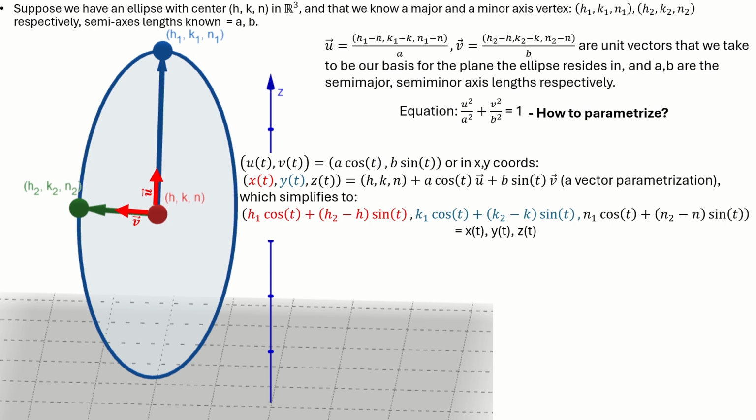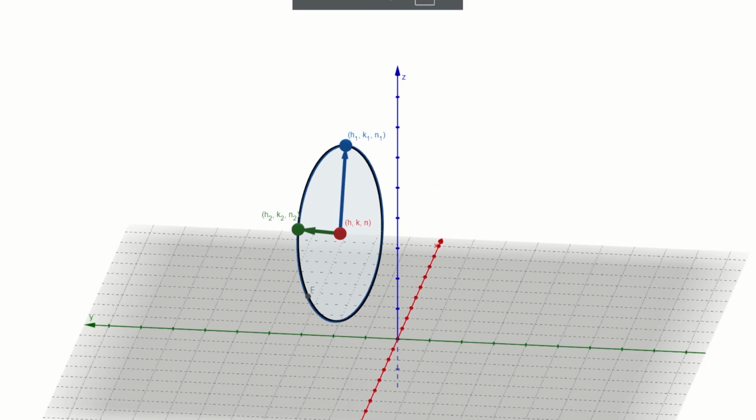Essentially, this parametrization says we want to add to the position of the center of our ellipse the time-variable linear combination of vectors U and V that produces our ellipse centered at the origin of the UV coordinate system for the plane that the ellipse resides in. In this animation, you can see that this is indeed a parametrization of our ellipse.